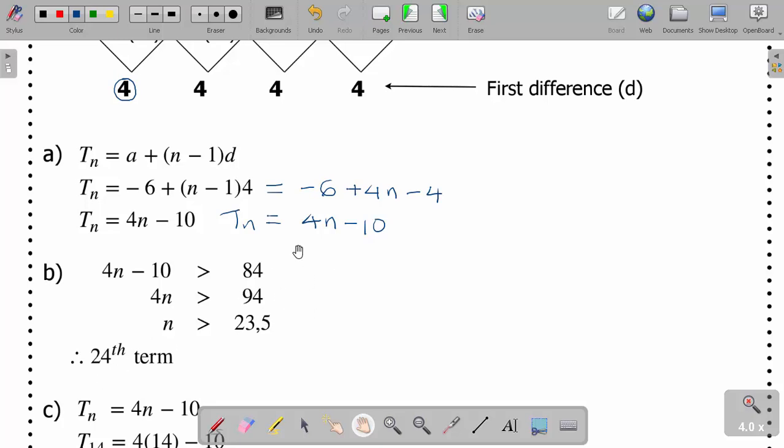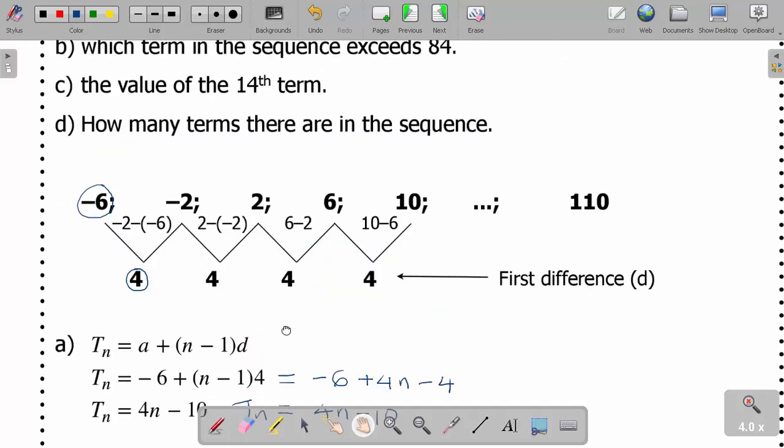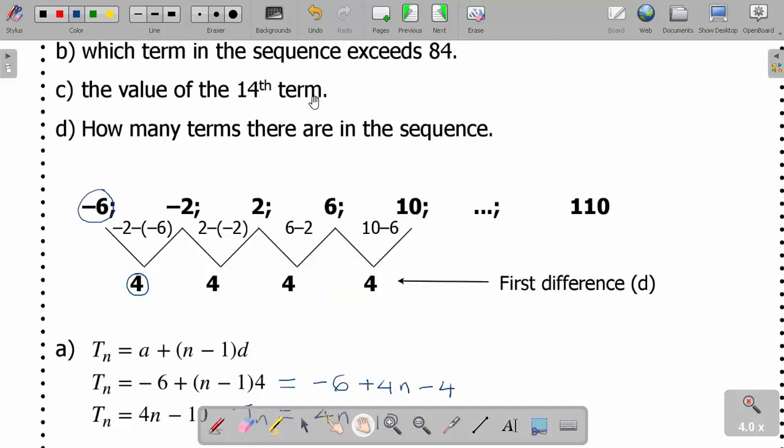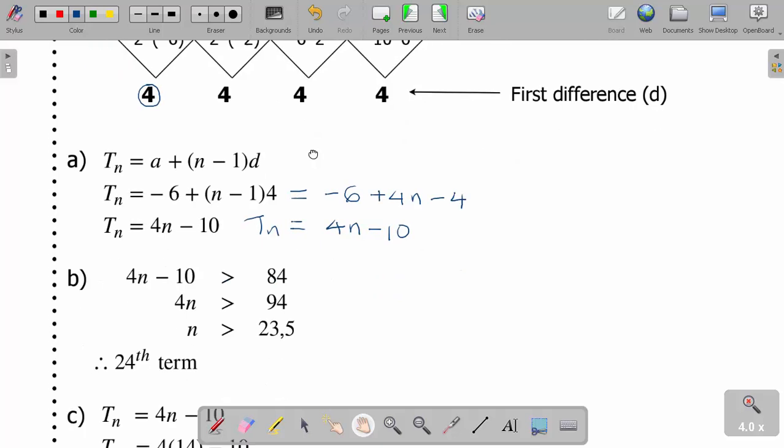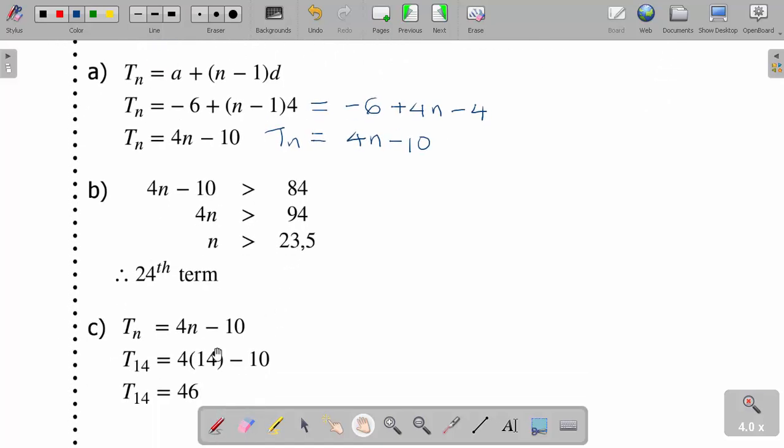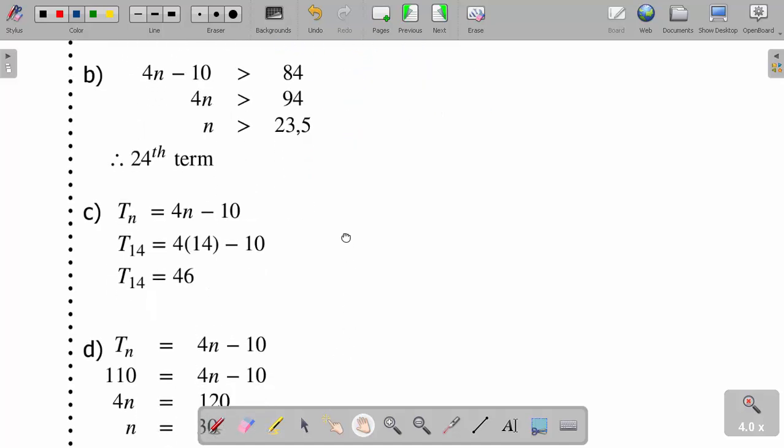And then after that, what do we do? Part C, the value of the 14th term. Again, because we have our Tn, which is 4n minus 10, we can get our 14th value by saying T14 equals 4 multiplied by 14 minus 10, which gives us 46. I hope we are together.